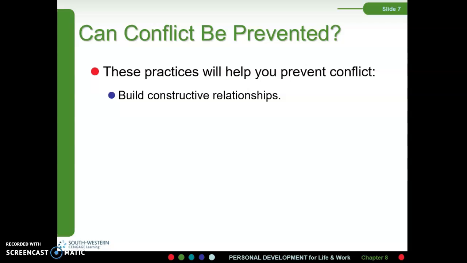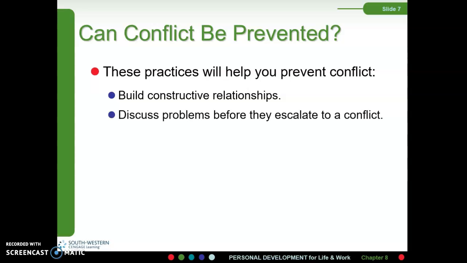Can conflict be prevented? These are some practices that can help you prevent conflict. Number one, build constructive relationships. You want to be able to work with everyone, so you want to make sure that you build a constructive and positive relationship with everyone you come in contact with. Discuss problems before they escalate to a conflict.